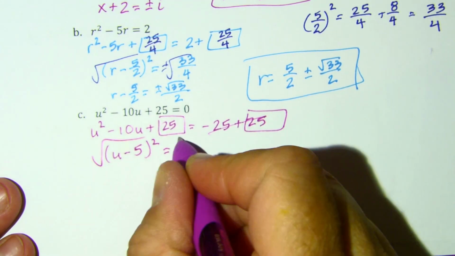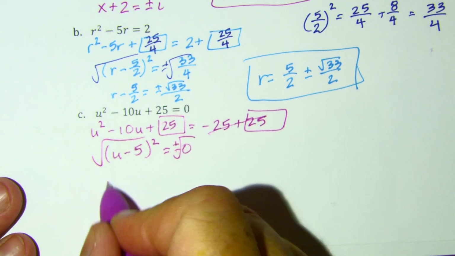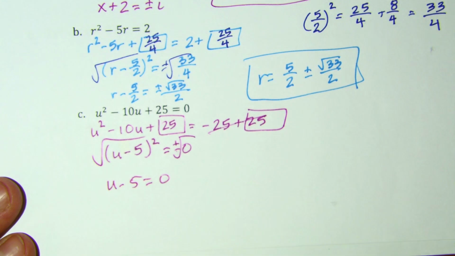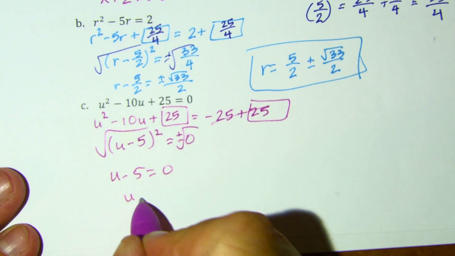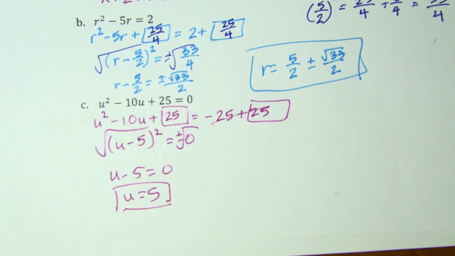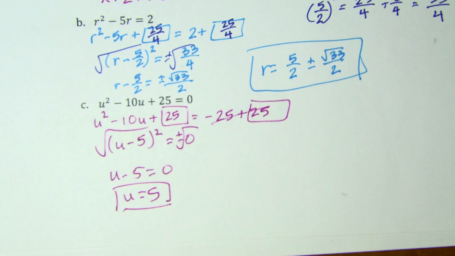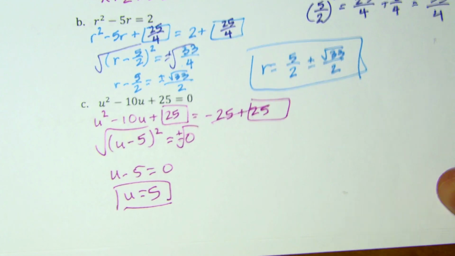Well, square rooting both sides, even if I put that plus or minus sign there, the plus or minus of 0 is still just 0. So I have u minus 5 equals 0. So adding 5, u equals 5. That means there's only one solution in this case. This is actually one we could have used the x method on. Okay.